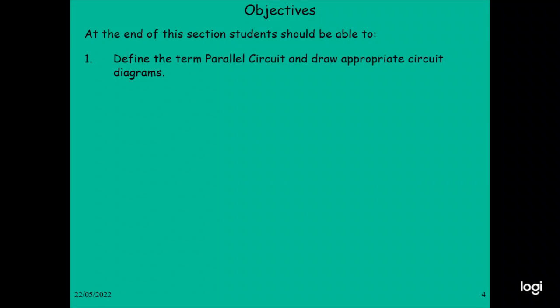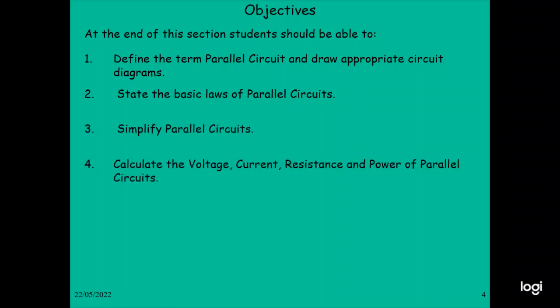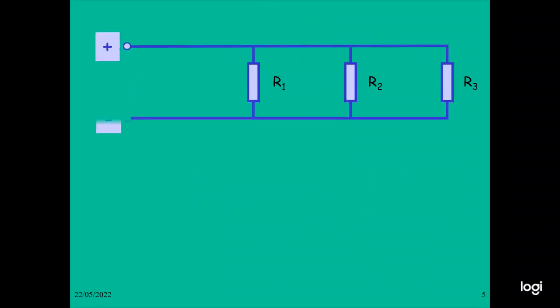At the end of the discussion, students should be able to identify the terms of a parallel circuit and draw the appropriate circuit diagram, state the basic law of the parallel circuit, simplify the parallel circuit, calculate the voltage, current, resistance, and power of a parallel circuit, and describe the effect of open and short circuit currents in the parallel circuit. So this is for the parallel circuit connection.